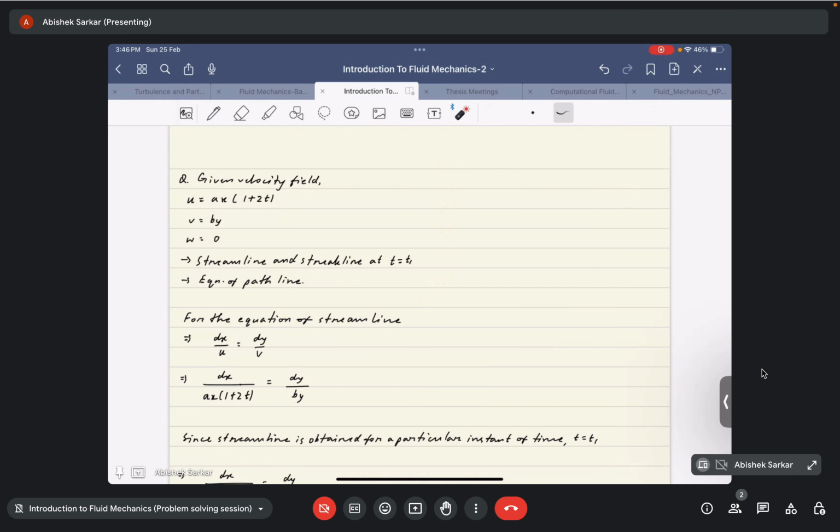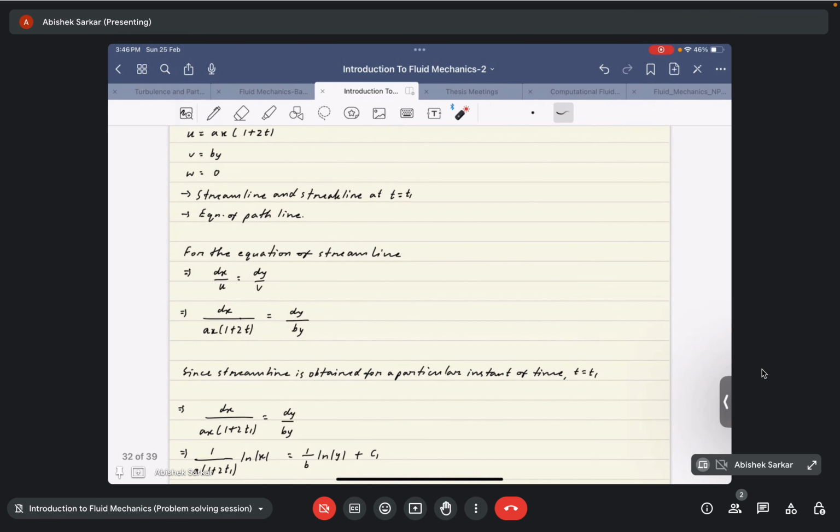So the question is, given the velocity field, that is, the different components u, v, and w of the velocity field are given, find the equation of streamlines and streak line at t equal to t1 and the equation of path line.